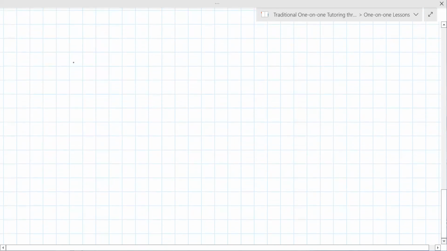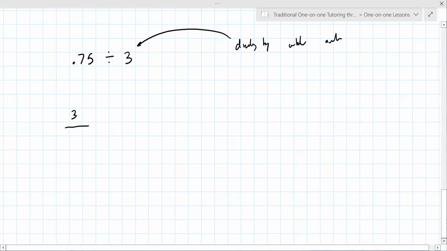Let's say you want to take 0.75 and divide it by 3. What you really want, and this is really important, is for the second number, whatever you're dividing by, to be a whole number. We'll look at that in the next problem. So it's 3 into 0.75.